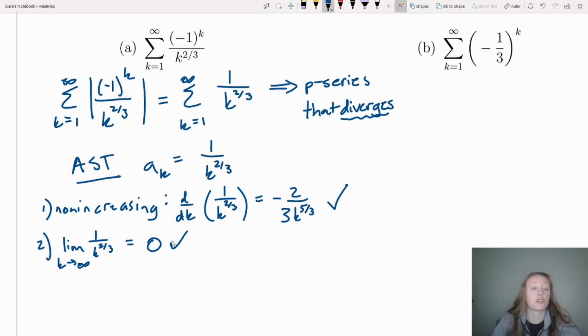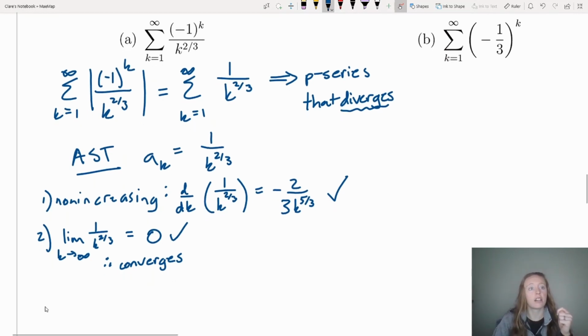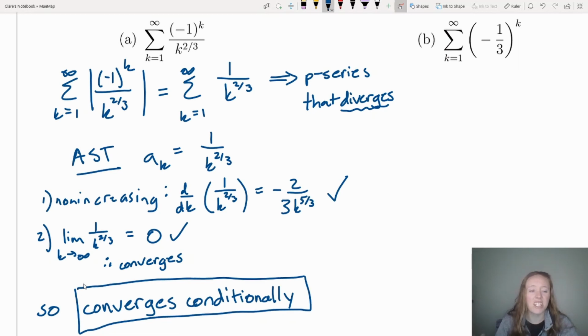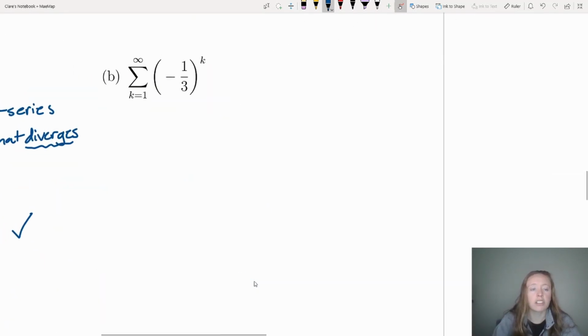Therefore, since we showed that both conditions of the alternating series test are met, then the alternating series itself converges. So if the alternating series converges and the absolute value of the alternating series diverges, then overall our series converges conditionally. So we converge conditionally for part A in example 2. Now let's look at B.